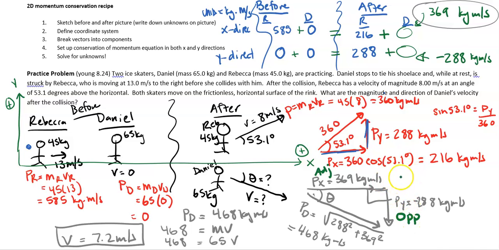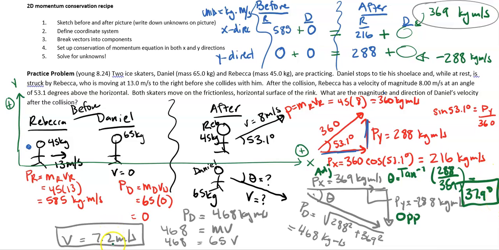If I have opposite and adjacent, that is going to be tangent. I want to find the angle, so it's going to be inverse tangent. So inverse tangent of what is it going to be? 288 over what? 369. And I get 37.9 degrees. Perfect.